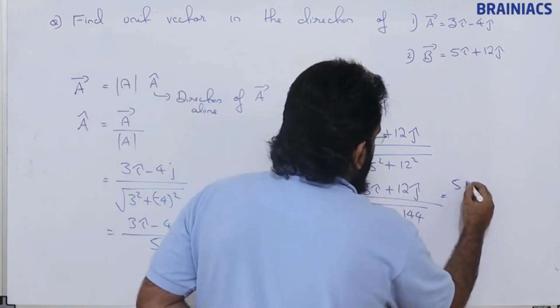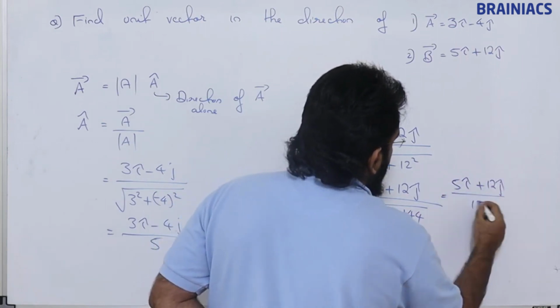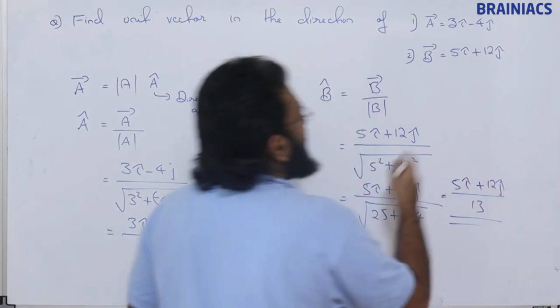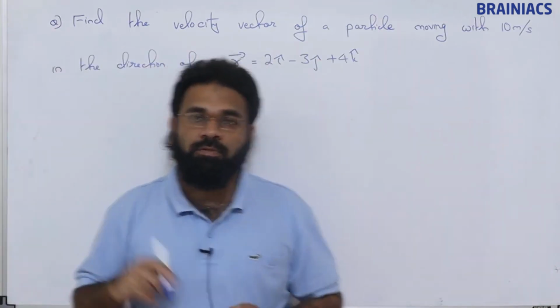So we can write (5i + 12j) divided by 13. So this is the direction of B, or the unit vector of B. Take this question, students.